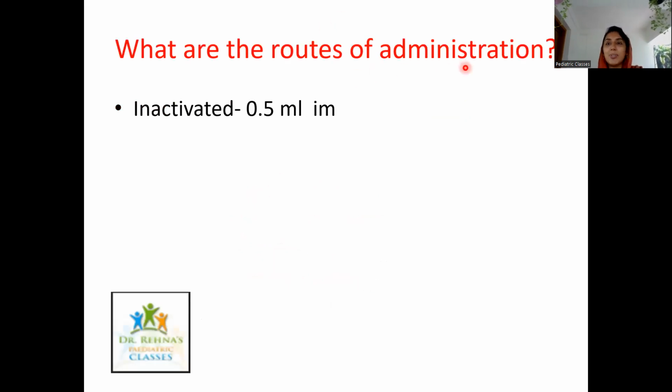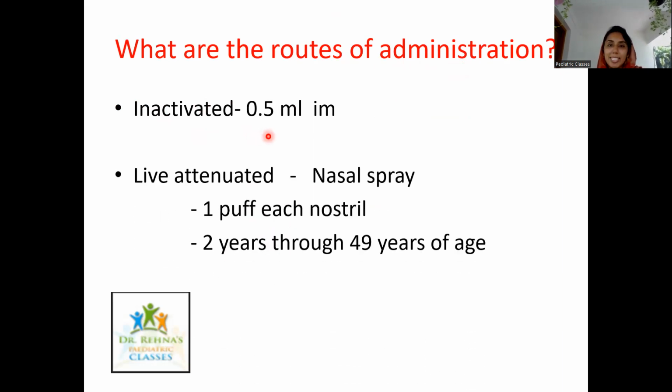What are the routes of administration? For the inactivated vaccine, it is 0.5 ml IM. Live attenuated nasal spray, we are giving 1 puff in each nostril from 2 years to 49 years of age. Recombinant, again 0.5 ml IM.